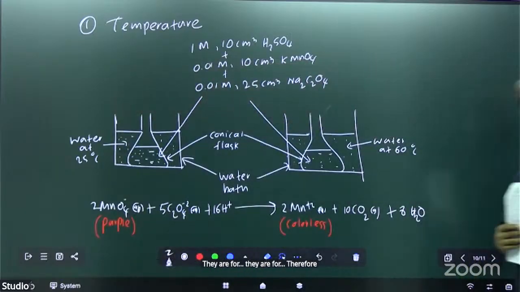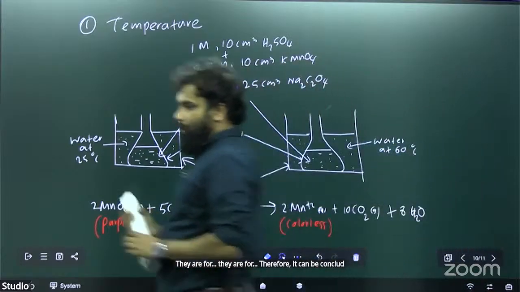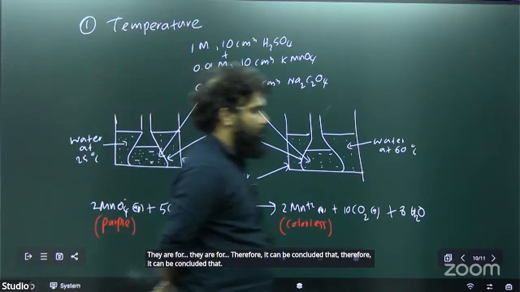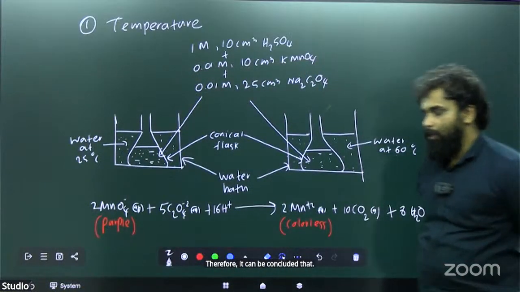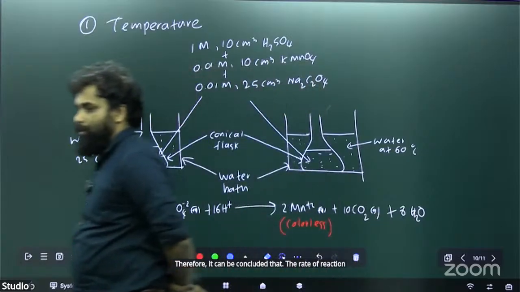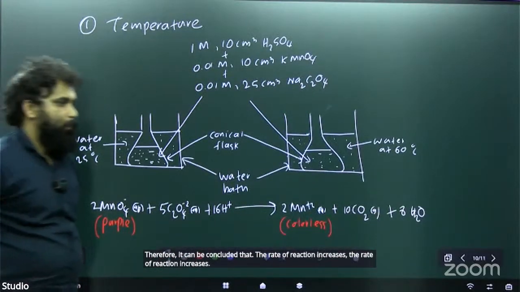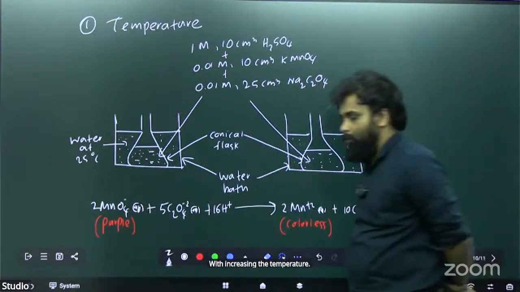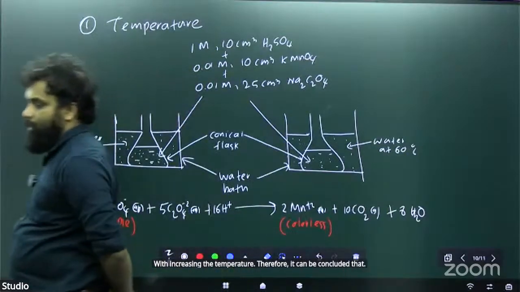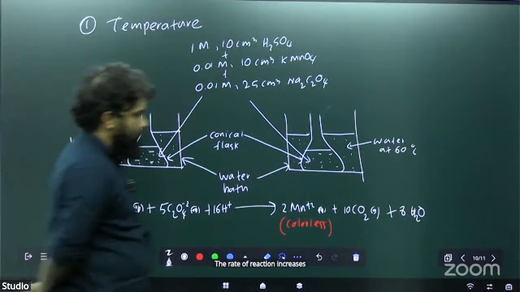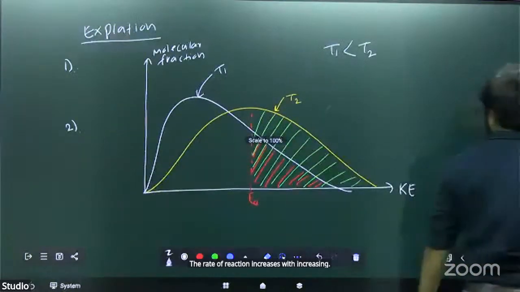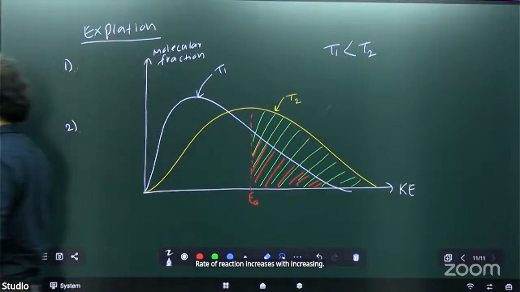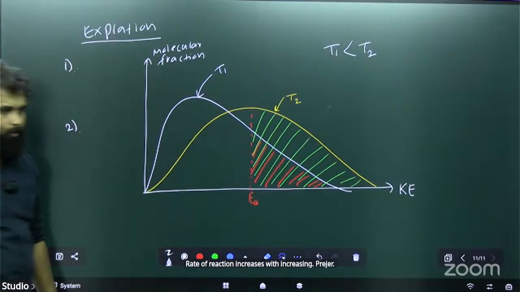Therefore, it can be concluded that the rate of reaction increases with increasing temperature.